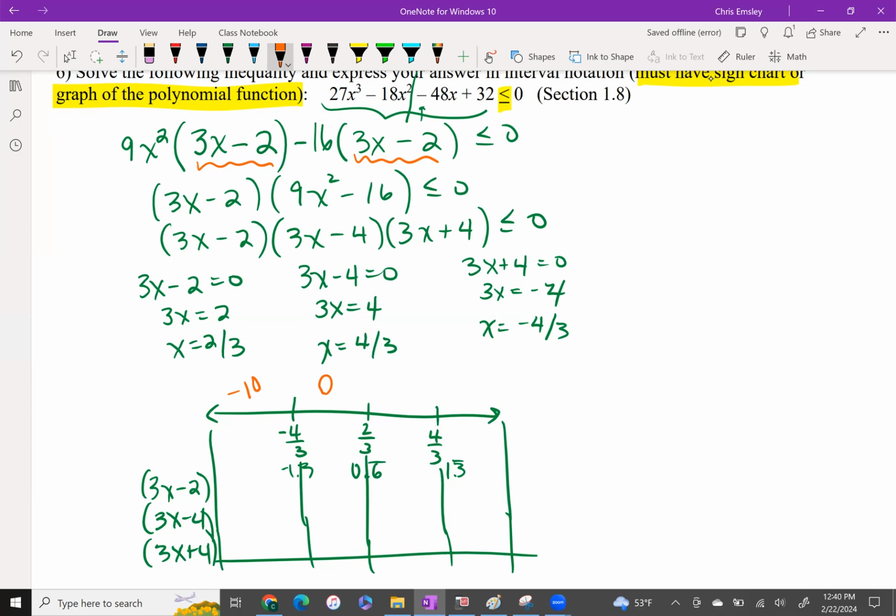You want to be a little bit careful with something between 2/3 and 4/3. Again, maybe looking at the decimals might help. I'm going to choose x equals 1. That's the only whole number between those two values. And then something bigger than 4/3, I'm going to go with positive 10. Again, just to make sure it's way bigger than 4/3.